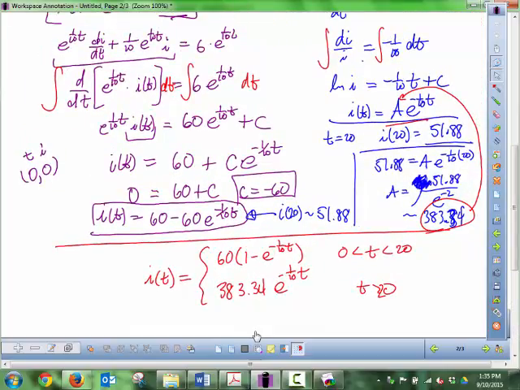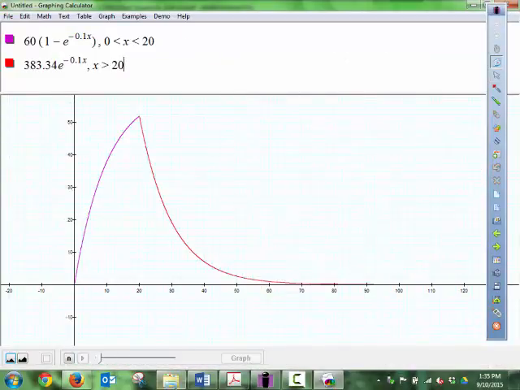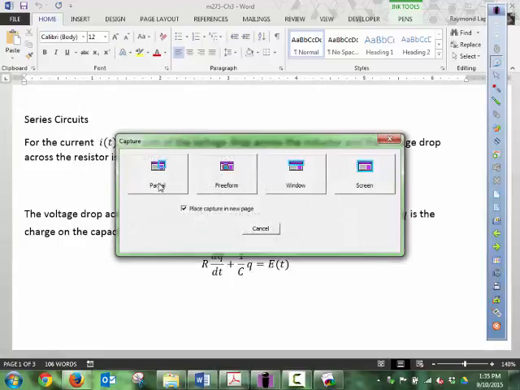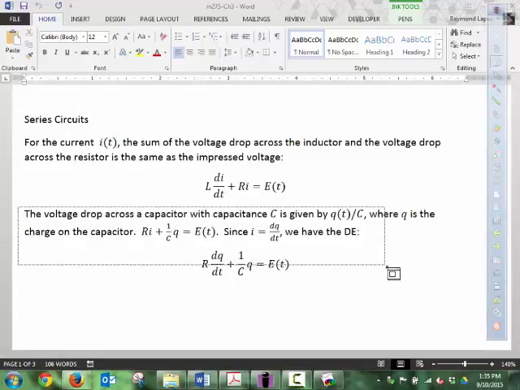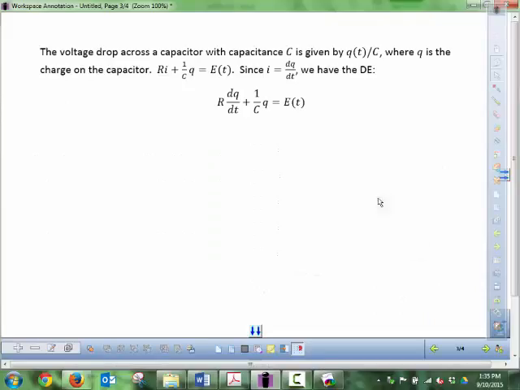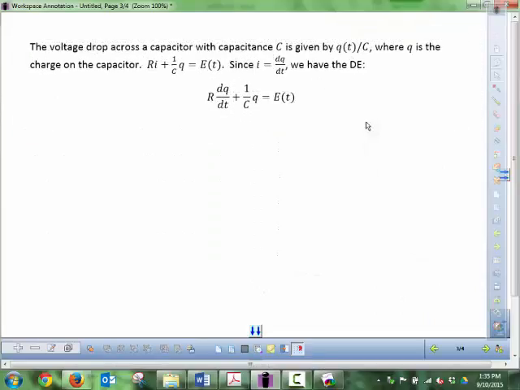All right, so this is one type of circuit. The other type of circuit is, what is it called? This is an RC circuit, they call it. So let's take a look at one of these problems. The voltage drop across a capacitor with capacitance is given by Q over C, where Q is the charge on the capacitor.